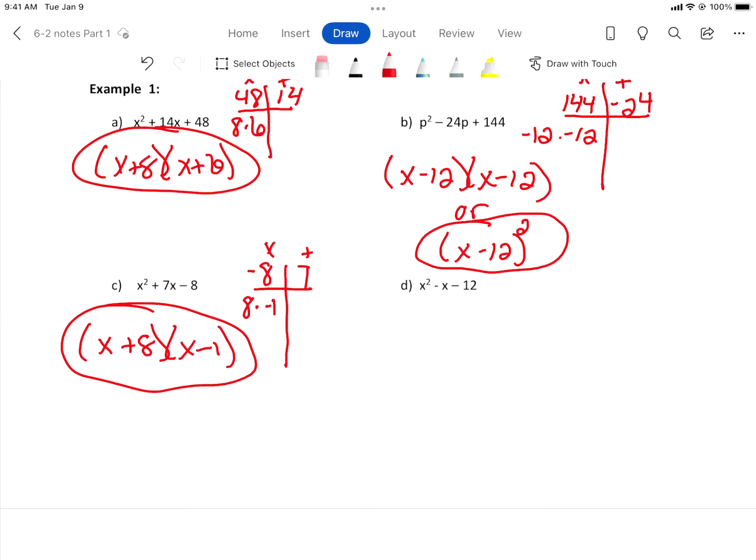All right, see if you can do part D. Numbers that multiply to -12 and add to -1.